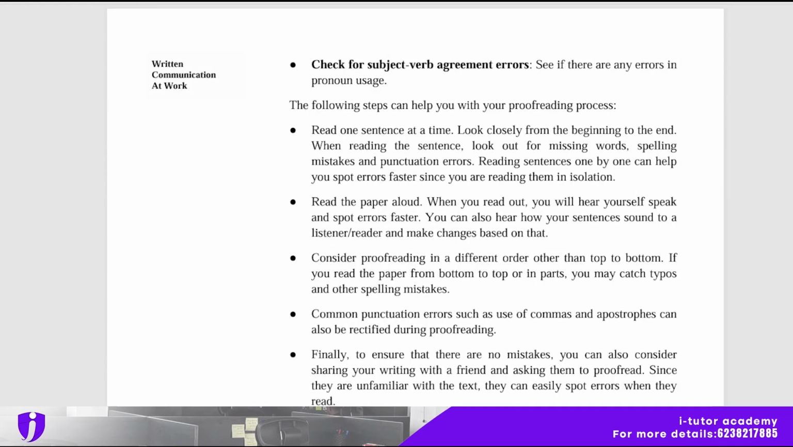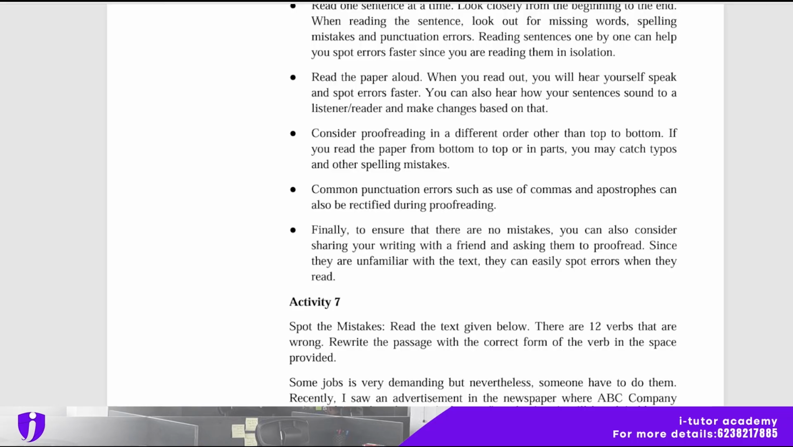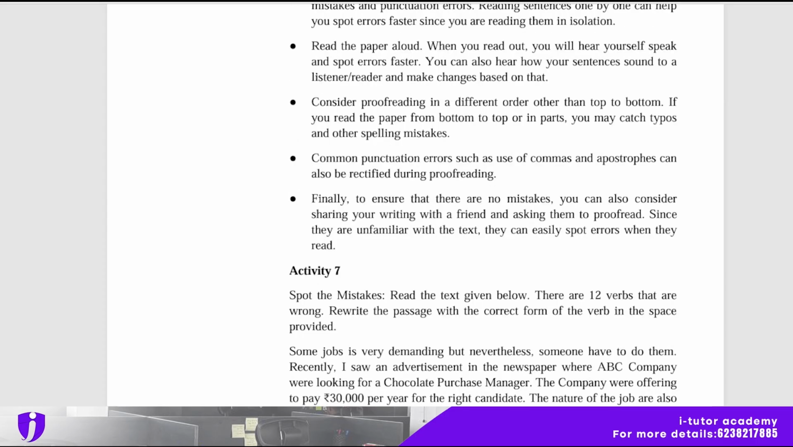Okay, the following steps can help you with your proofreading process. Read one sentence at a time. Look closely from the beginning to the end, like that. Read the paper aloud. Consider proofreading in a different order other than top to bottom. And common punctuation errors such as use of commas and apostrophes can also be rectified during proofreading. Finally, to ensure that there are no mistakes, you can also consider sharing your writing with a friend and asking them to proofread.